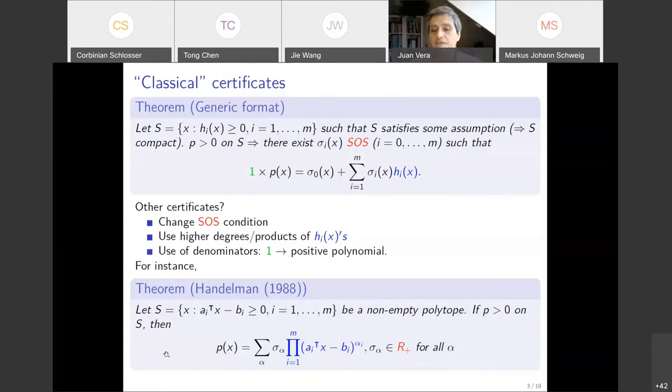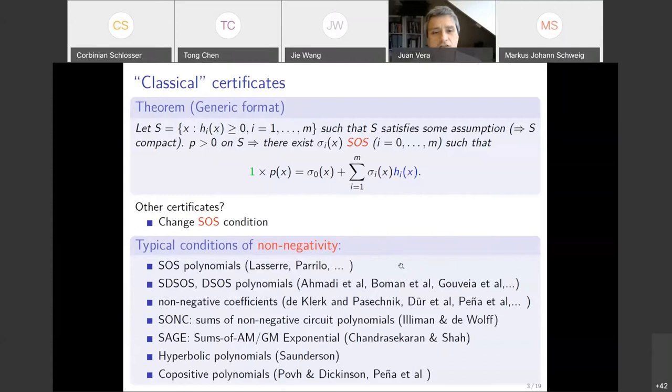Okay, so that falls into these classical certificates. Now, what kind of conditions can I use instead of SOS conditions? Well, there are several conditions of non-negativity that have been worked on in the last decade or two. Several of them have appeared.